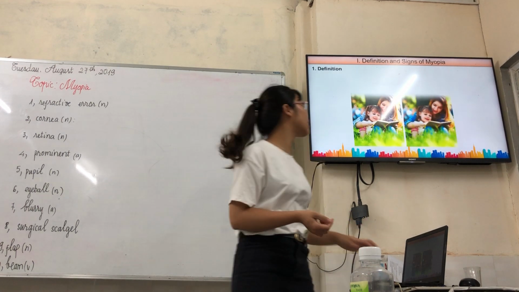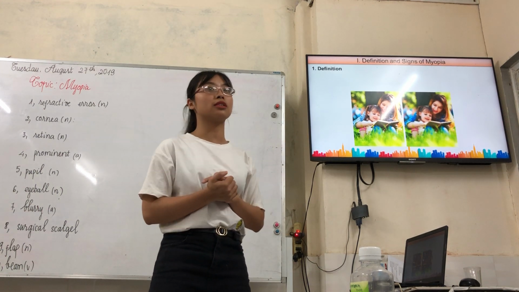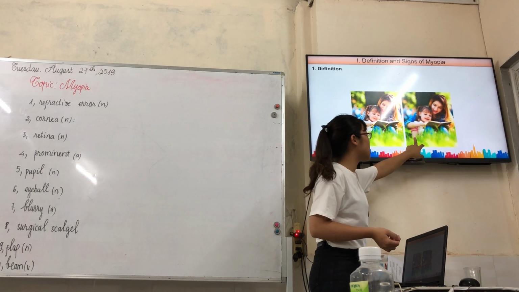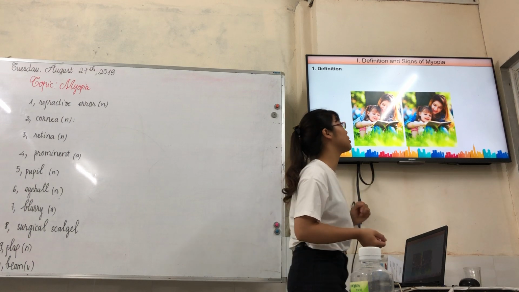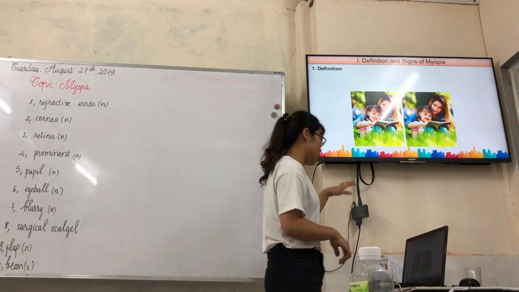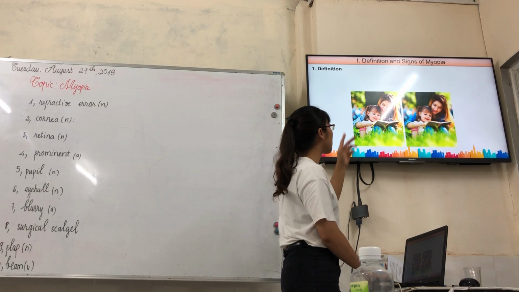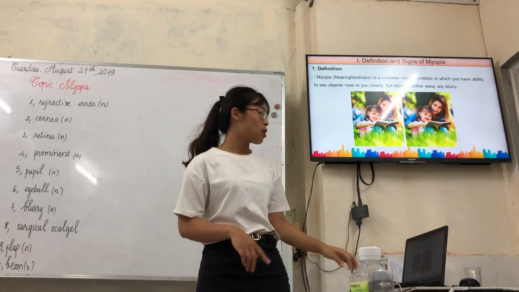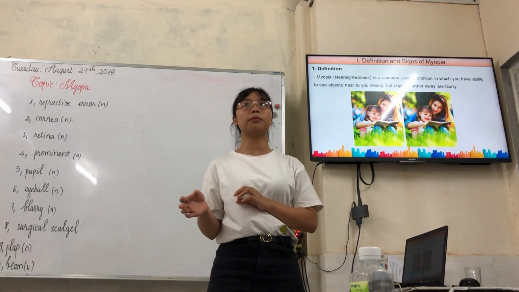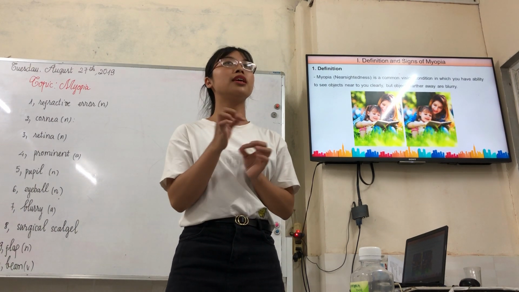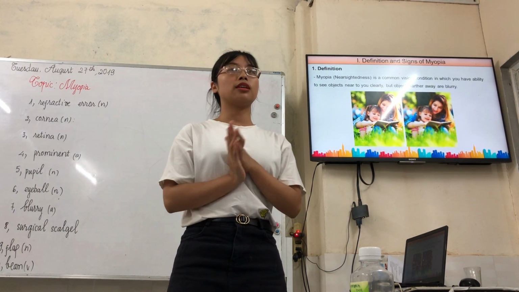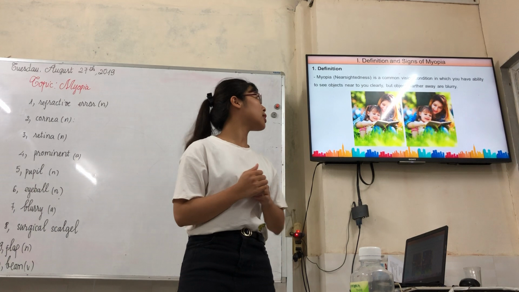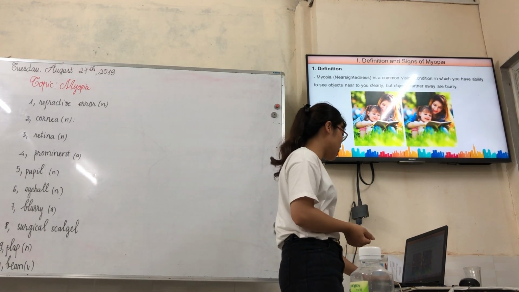The first is the definition. Let's take a look at the picture. You can see this image of the normal eye and this image of the myopic eye. The definition of myopia is that it is a common vision condition where you have the ability to see objects near to you clearly. However, you can't see objects farther away clearly. It is blurry, and you can see that.